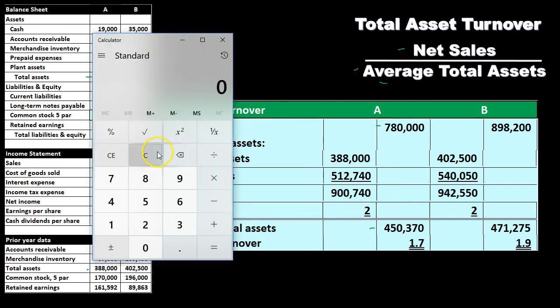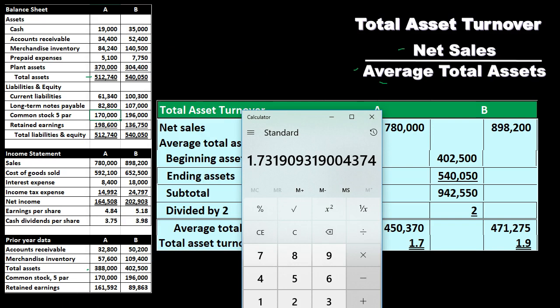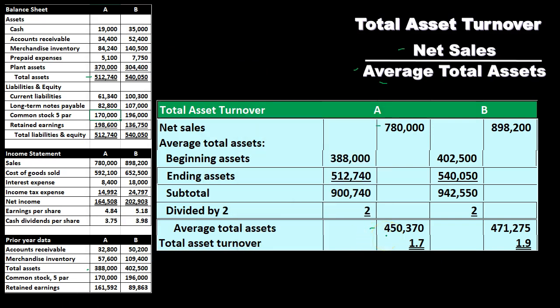And remember, you have to think about how many decimal points we're breaking this out to. So we got 780,000 divided by 450,370. We broke it out to 1 decimal, which is going to be the 1.7. So once again, think about what we're using here. This is going to be our total assets that we're dividing into the net sales.